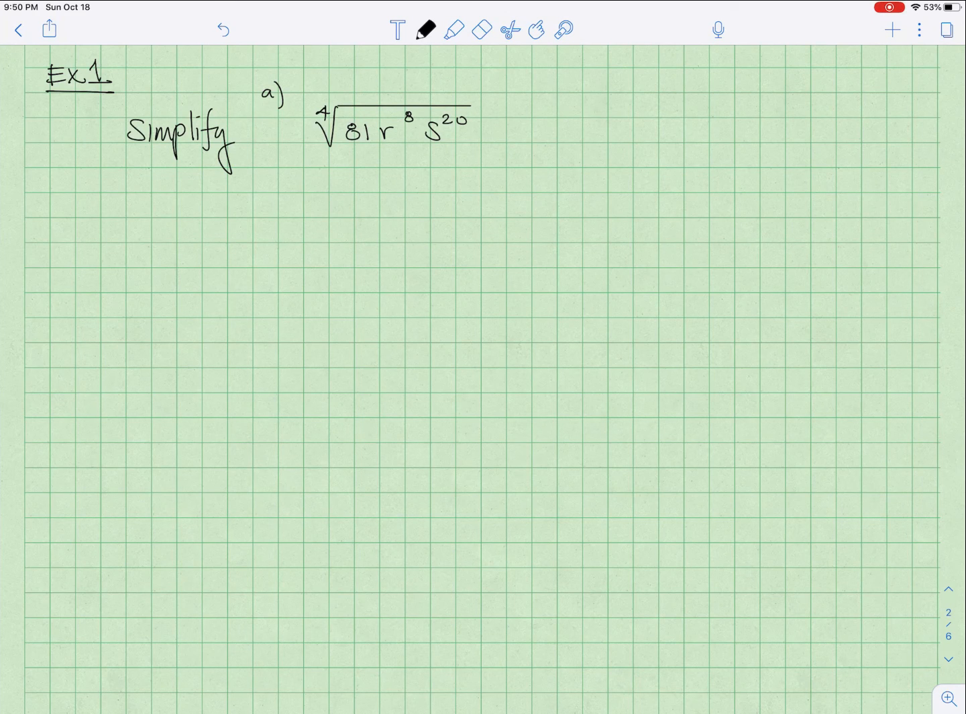Right, let's take a look at some examples from section 10.2. We're asked to simplify this quantity, the fourth root of 81 r to the 8th s to the 20th power. Now there's really two ways to go about this, and I'm going to show you both ways, but the second way is really better. But let's separate these two here.